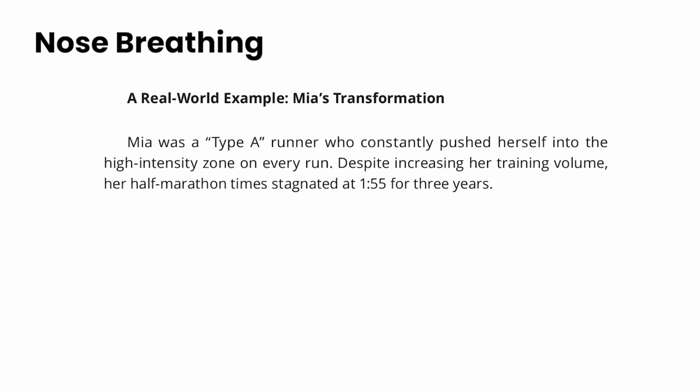Let's take a look at another real-world example, and this is Mia's transformation. Mia was a type A runner who constantly pushed herself into the high-intensity zone on every run. Despite increasing her training volume, her half-marathon time stagnated at 1:55 for 3 years.